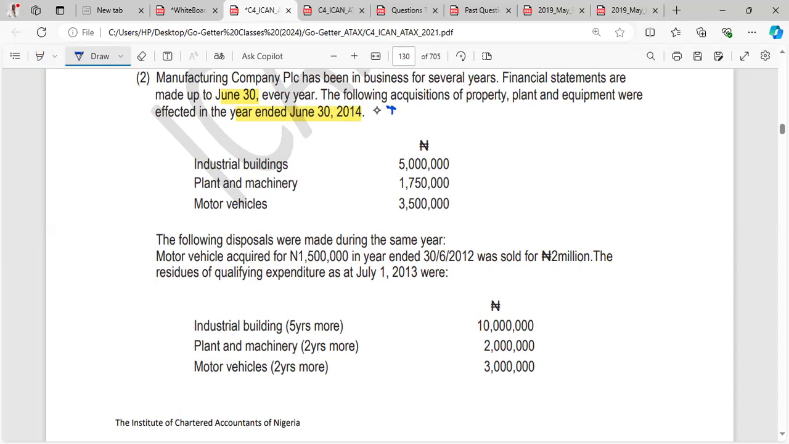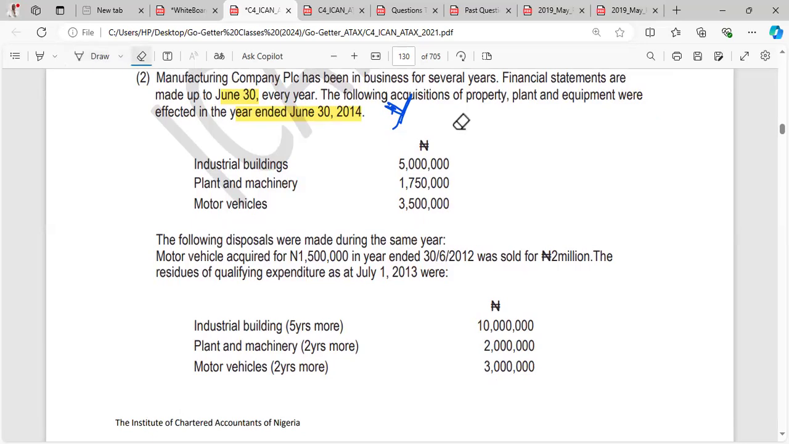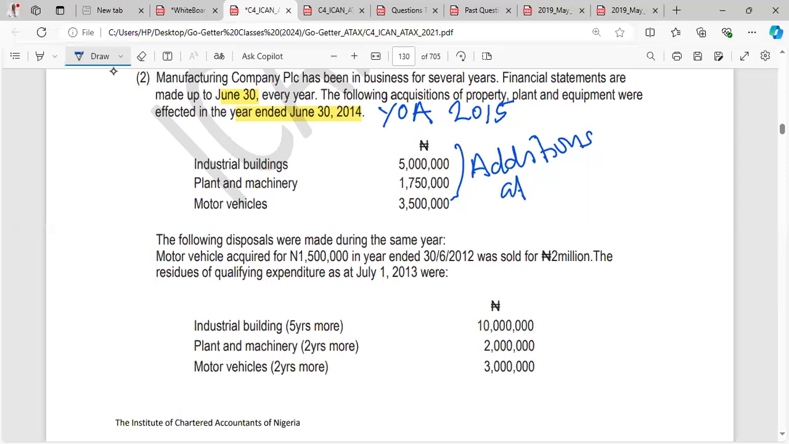Year of assessment is 2015. Let me get it down well. Year of assessment 2015. All right, so look at the items that were acquired. So these are additions at cost.